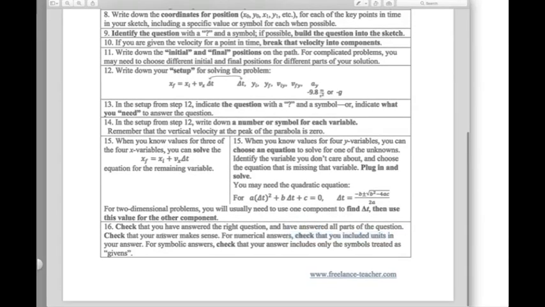So we made our checks. We saw that we'd answered the right question. We answered all parts of part A anyway. Our answer made sense. We included the units. This step is not relevant here because our answer is numeric, not symbolic, on this problem.